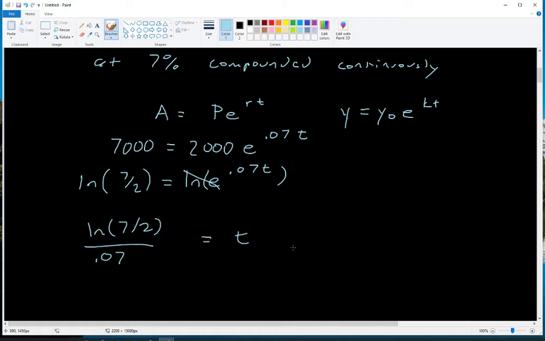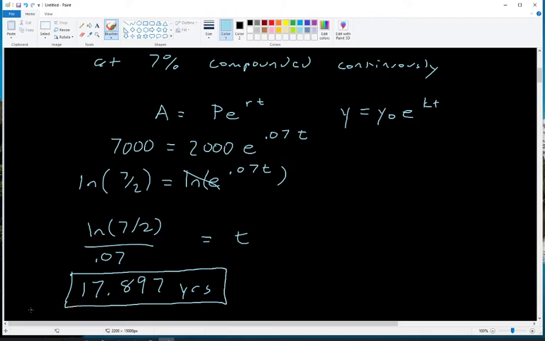So natural log of 7 halves divided by 0.07. This is exact form. This is 17.897 years. Okay, so that is our first one. We just use the equation and solve it for the variable.